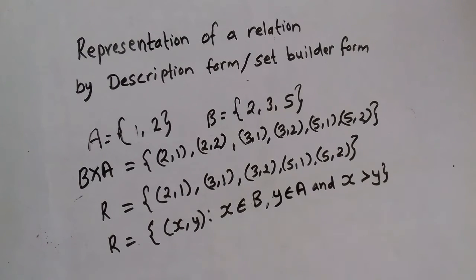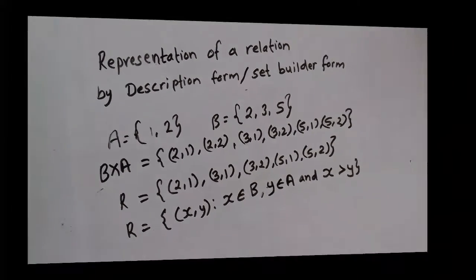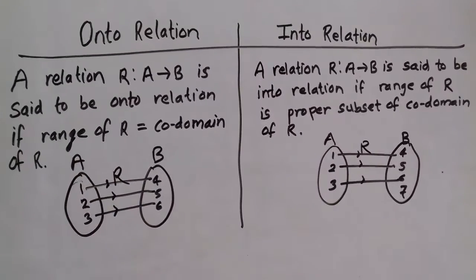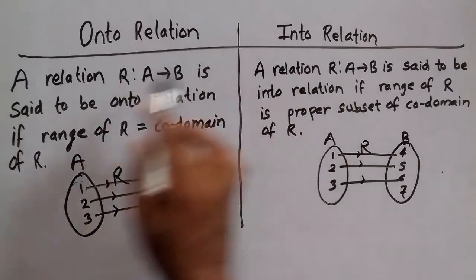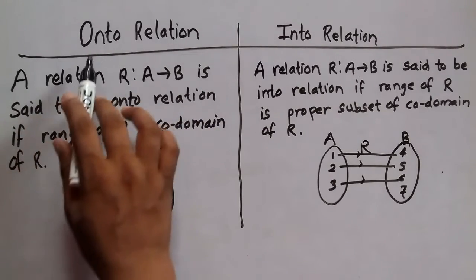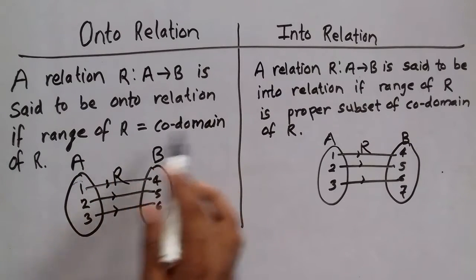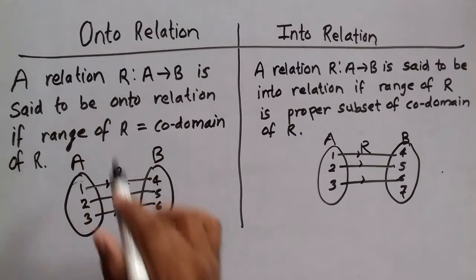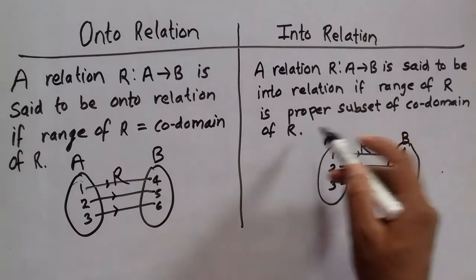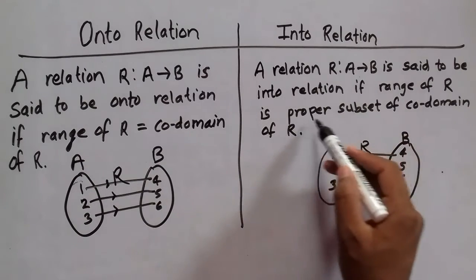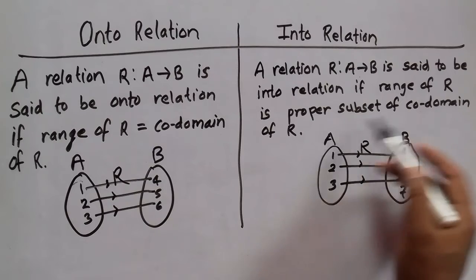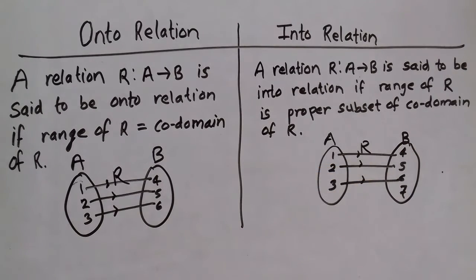So this much we have to study in description form. We are going to study about onto and into relation. Onto relation means a relation in which the range of R is equal to the codomain of R, where R is a relation from A to B. And in an into relation, the range of R is a proper subset of the codomain of R.